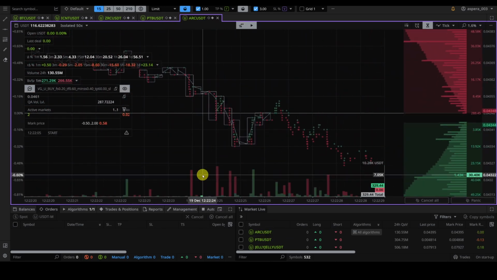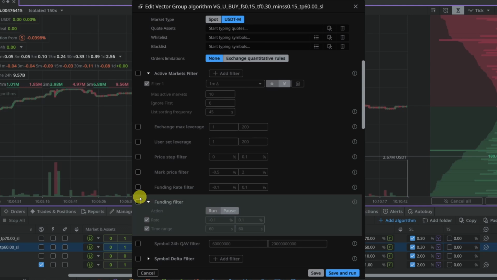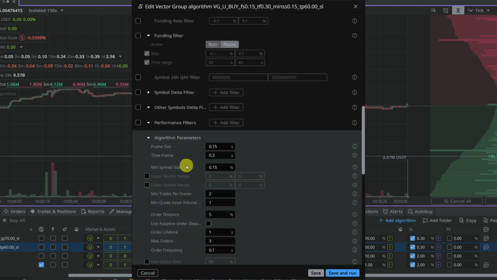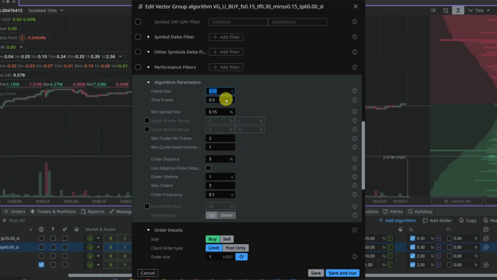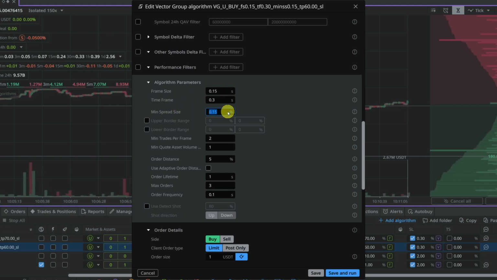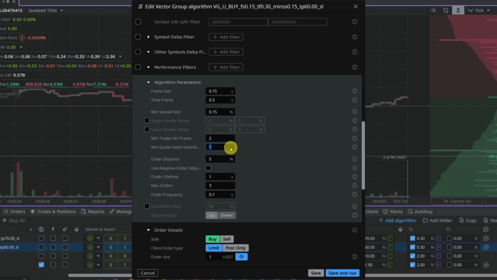First of all, the starter algo has no filters whatsoever, and it will be on the buy side. Secondly, we'll be looking for a minimum viable pattern within 2 short frames. Therefore, the time frame is 0.3 seconds and the frame size is 0.15 seconds. The spread we'll be looking for is very small, at 0.15%. No limits on border ranges, a minimum of 2 trades, and a minimum of 1 USDT in quoted asset volume. This should generate a lot of pattern triggers.